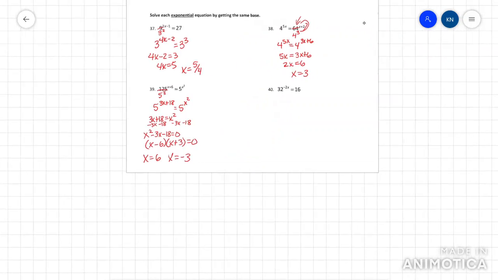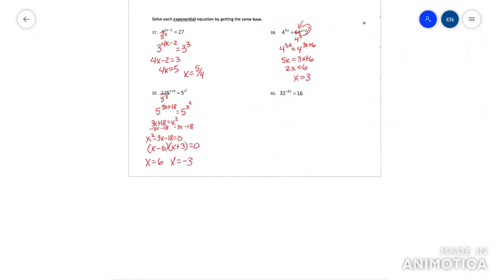And then the last one, you're going to have to take both of these to base 2. So this 32 is 2 to the 5th. So this part, when you power to a power, you get 2 to the negative 10x. Now 16 is 2 to the 4th. So now you got negative 10x equal 4. Divide by negative 10. And you should always reduce. So negative 2/5 would be my answer.